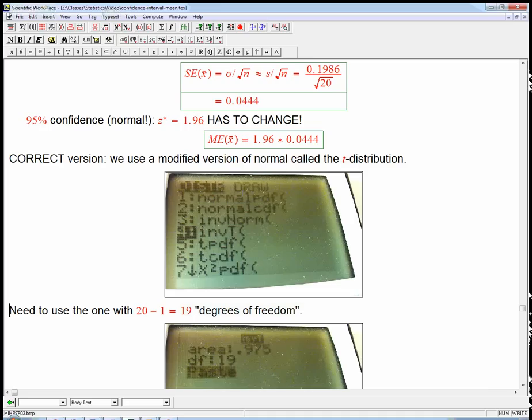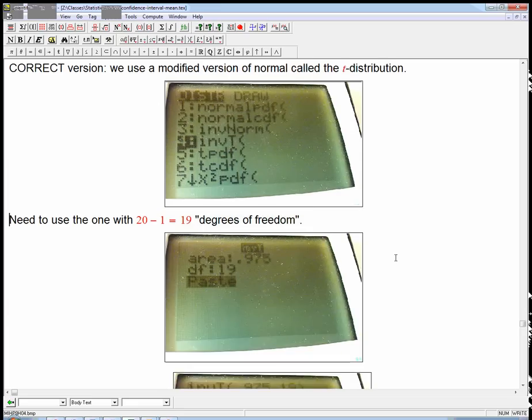In terms of the calculator mechanics, we can go to inv t. This is on the distribution. Let's just go to the distribution button. We go to 4, which is inv t, and then we plug in 0.975 and 19. Why 0.975? Well, remember, to get a 95% confidence interval on an inv norm, we would use 0.975. It's the whole issue of one tail versus two tail.